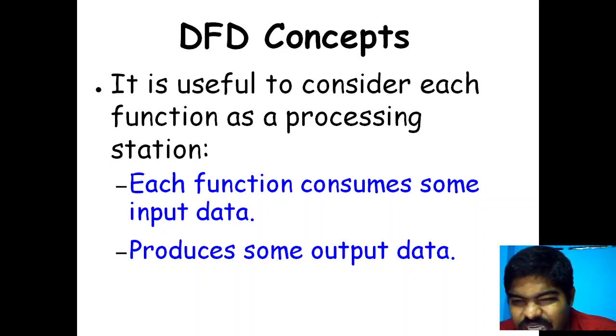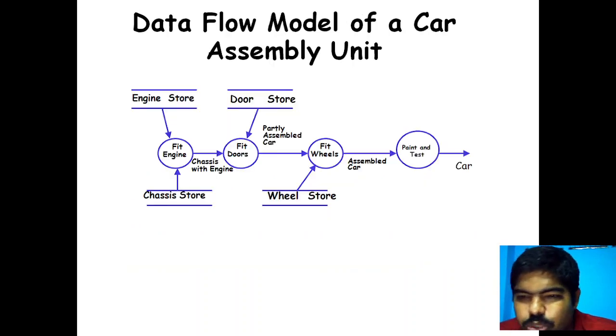So every function will have some input data and produces some output data. So what is this function processing? This function is considered to be a function consuming some input data and producing some output data. This is an example of a DFD diagram.